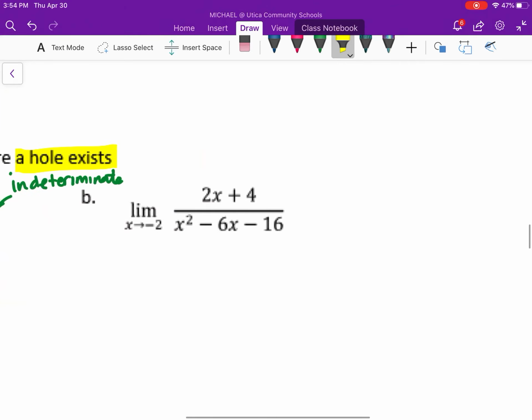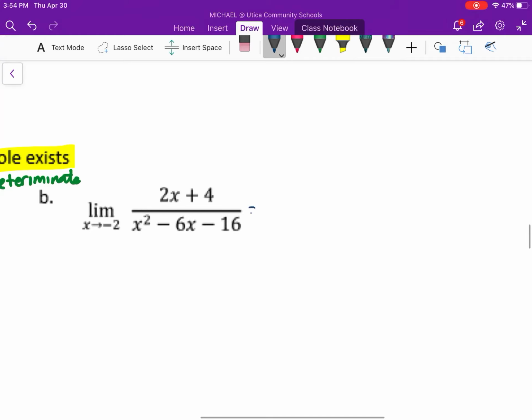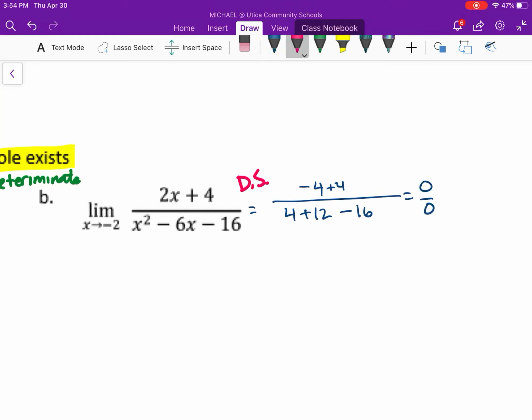All right, moving on to example B. Similar, always start with direct substitution. When I plug in a negative 2, I get negative 4 plus 4. And when I plug in a negative 2, I get 4 plus 12 minus 16, which is 0 over 0. That is indeterminate. That tells me 0 over 0 always means that there's a hole. So we need to cancel out that hole. And in fact, the hole is always going to be wherever that thing is.